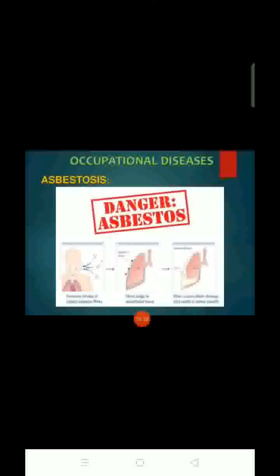This is asbestosis, a dangerous disease. When someone inhales or ingests asbestos fiber, the fiber lodges in the mesothelial tissue. The fiber causes cellular damage that results in tumor growth. These kinds of symptoms will appear.